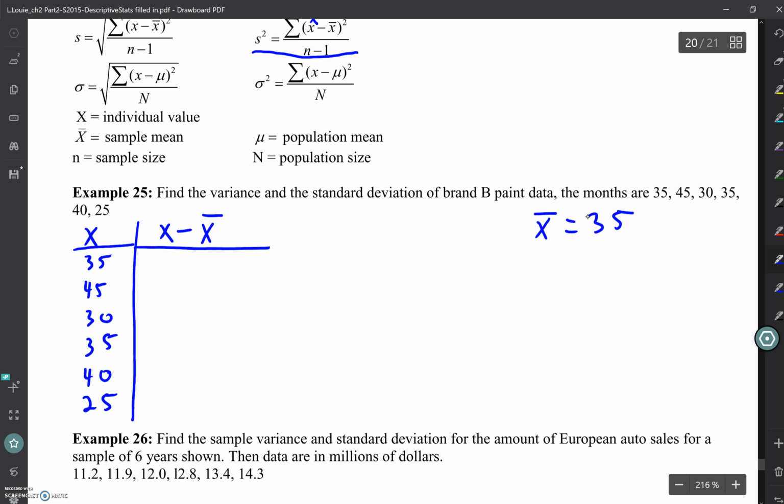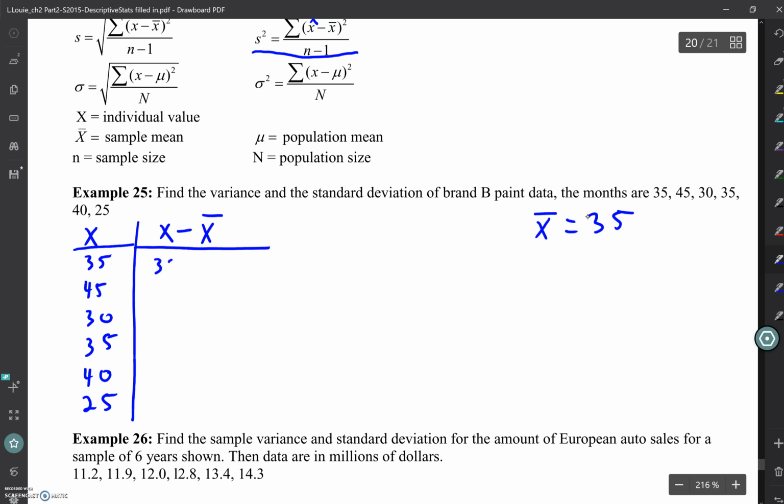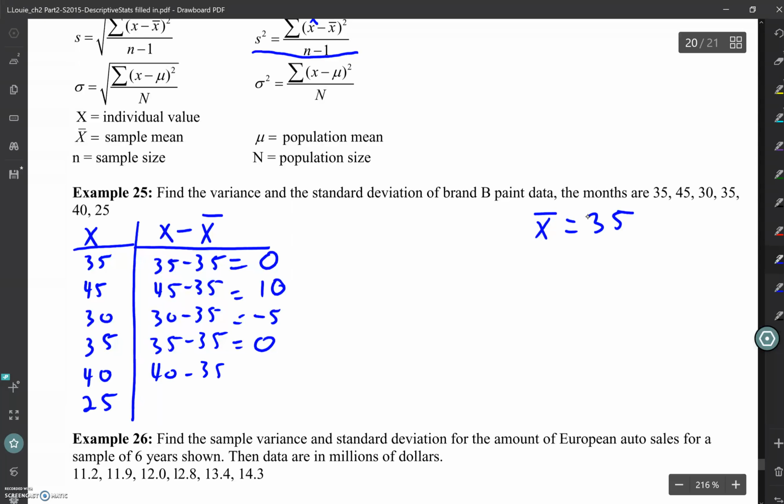So I'm going to use that and follow that first top piece, which says x minus x bar. So we're going to have 35 minus 35, so 0. 45 minus 35 gives me 10. 30 minus 35, negative 5. 35 minus 35, 0. 40 minus 35, 5. And 25 minus 35, negative 10.